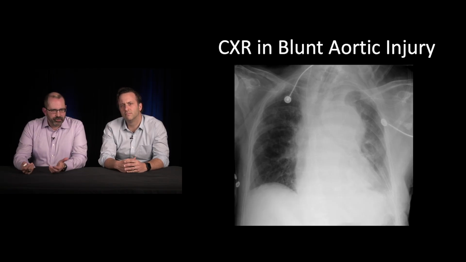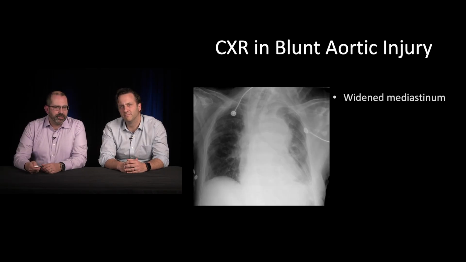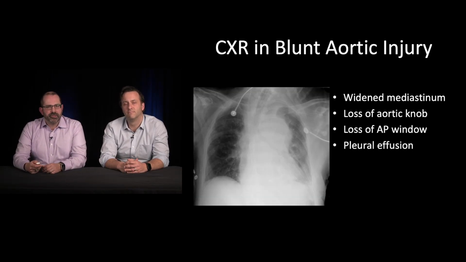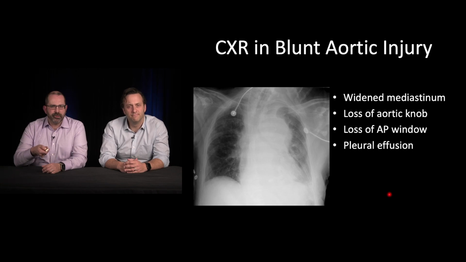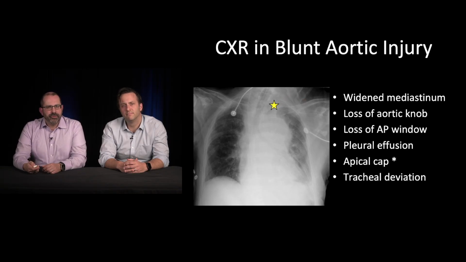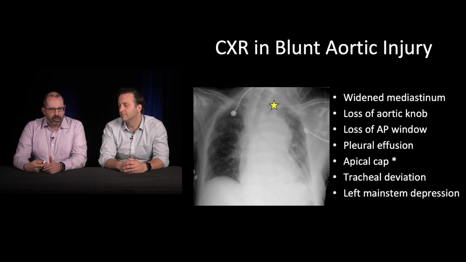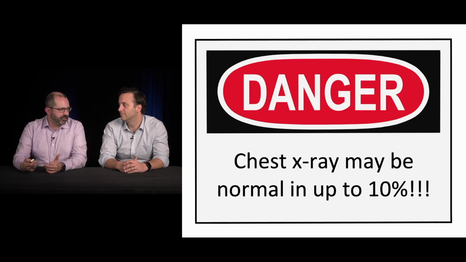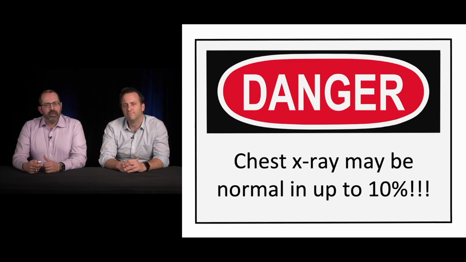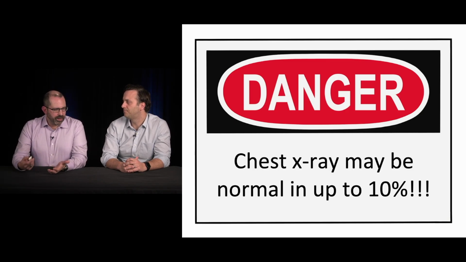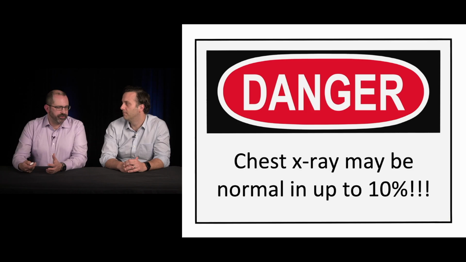Here's our classic chest X-ray for blunt aortic injury. This one has pretty much all the findings: widened mediastinum, loss of the aortic knob, loss of that AP window. There's a pleural effusion. You can see the left lung is hazier than the right. It has an apical cap, this density up here in the top, that's a localized effusion. Tracheal deviation, left main stem depression. So a lot of the classic plain film findings. But again, that scary statistic that up to 10% can be normal. So if you're worried about it, if they have a mechanism that would suggest it, definitely get the CT. Okay.